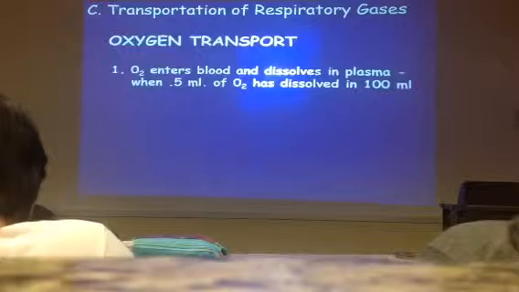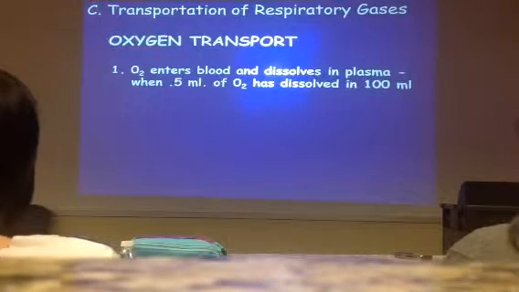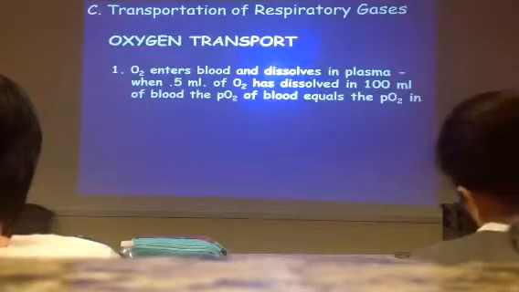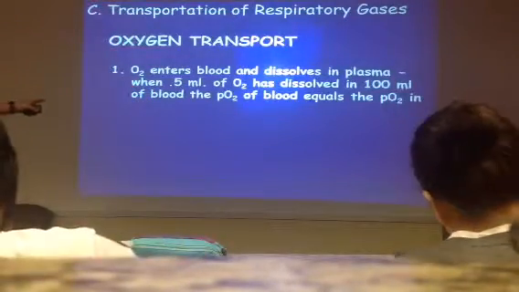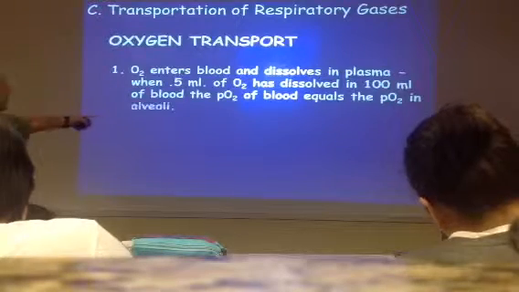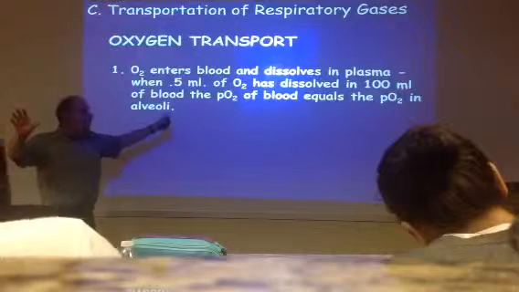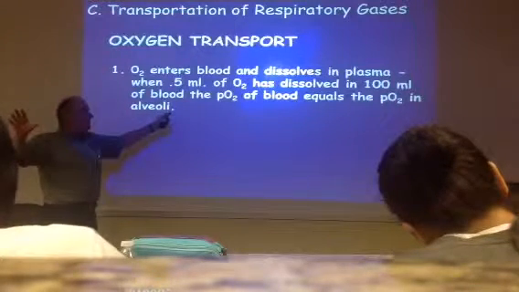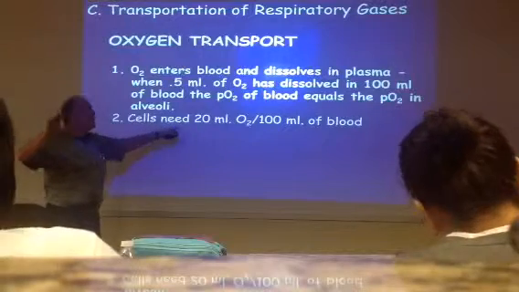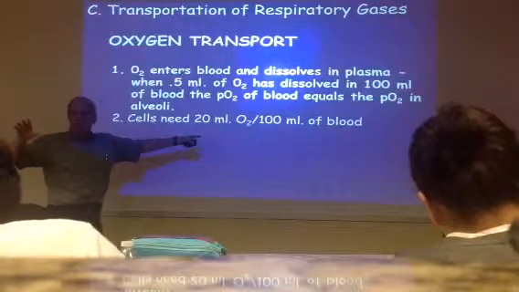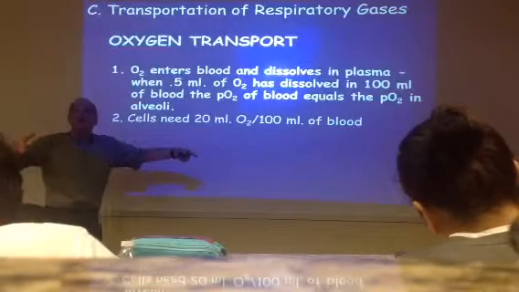All right, and so right here, 0.5 mLs of O2 has dissolved in 100 mLs. Now keep that in mind, the PO2 of blood equals the PO2 in the alveoli. Now follow this. When it's 0.5, but cells don't need 0.5. Look at this. Cells need 20 mLs of O2 per 100 mLs of blood.